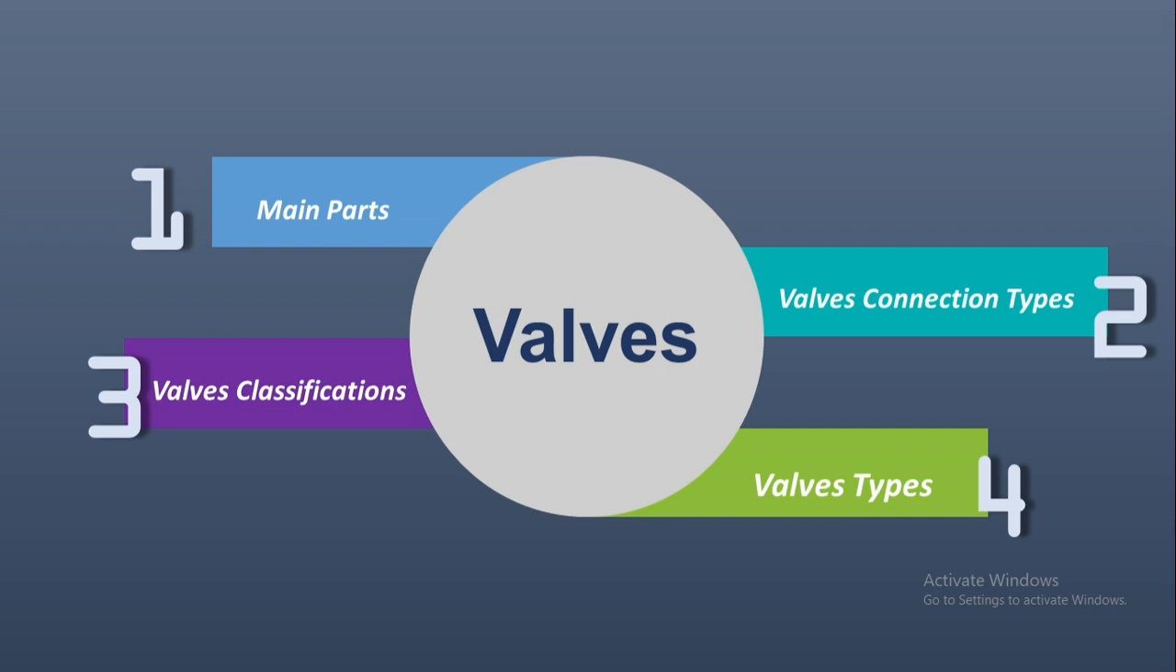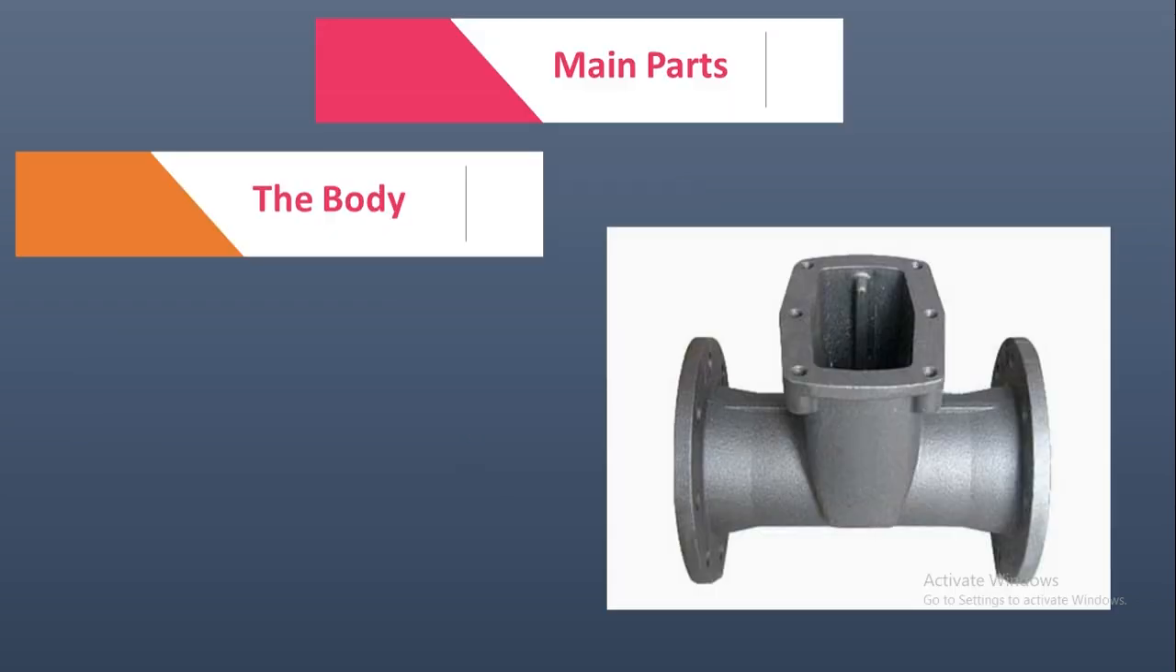Firstly, what is the valve? The valve is a device for controlling the passage of liquid or gas through a pipe or equipment nozzles. Section number 1 is the main parts. The valve consists of 5 main parts.